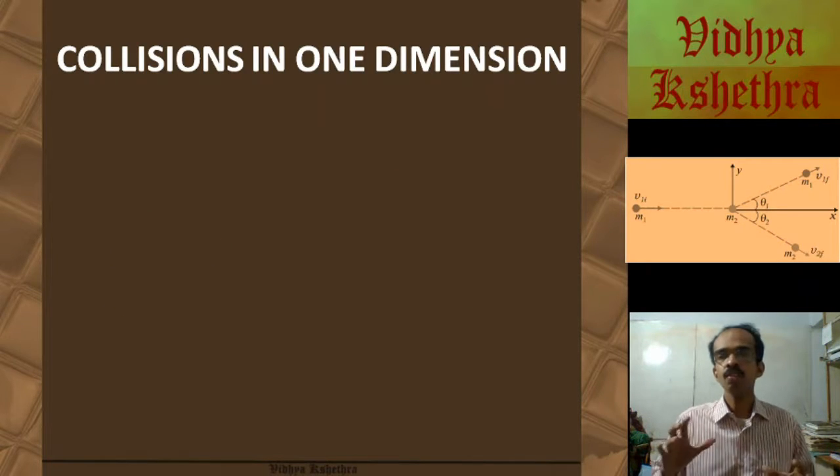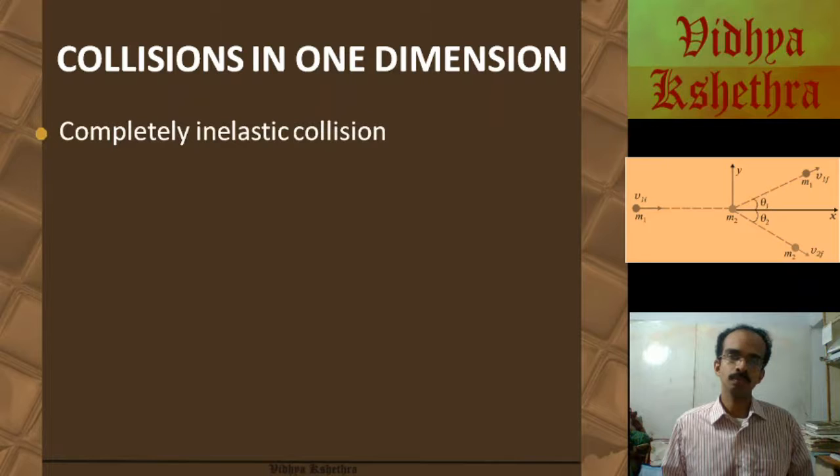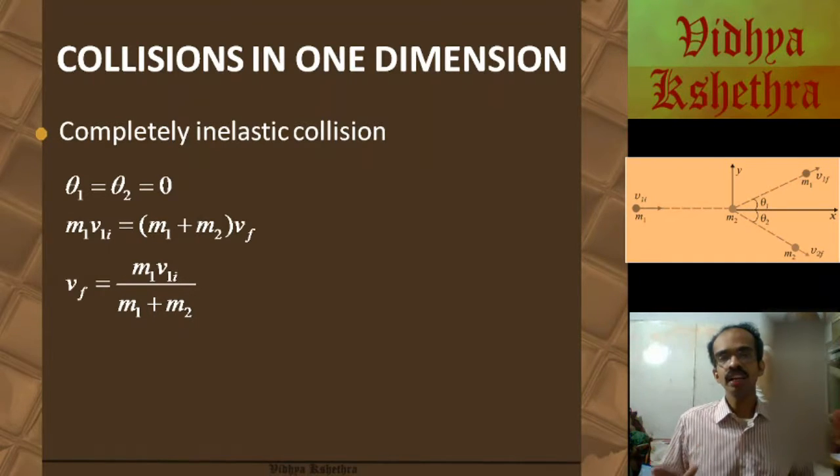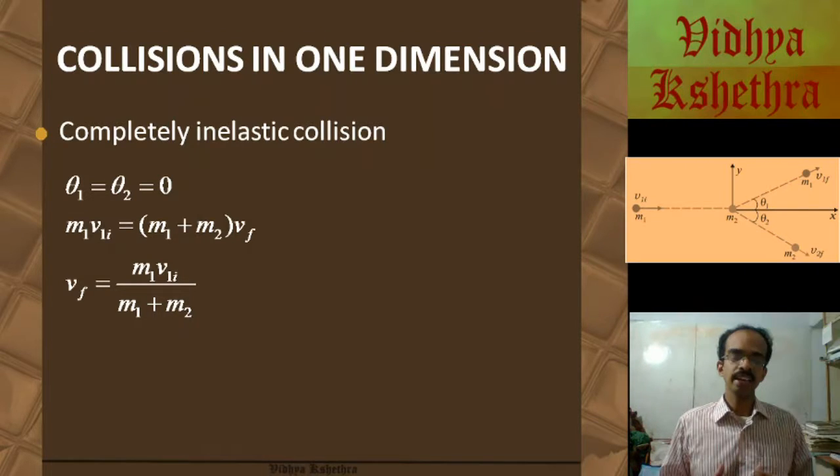Now collisions in one dimension. Completely inelastic collision. In this case, theta 1 is equal to theta 2 is equal to 0, and m1 v1i is equal to (m1 plus m2) into vf. From this, we can derive the equation for vf. vf is equal to m1 v1i by (m1 plus m2).